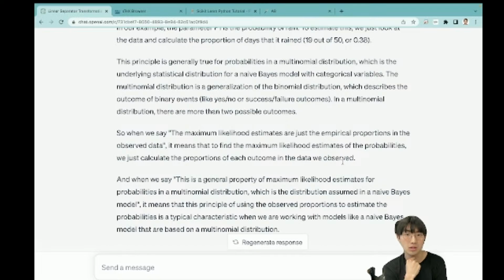And when we say this is the general property of maximum likelihood.